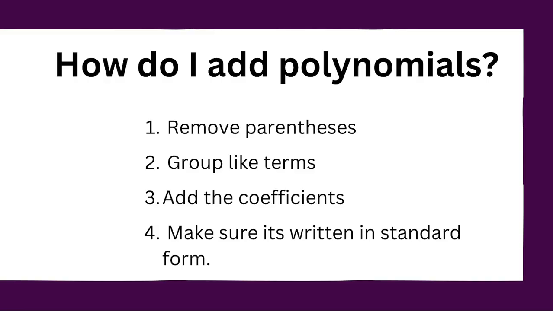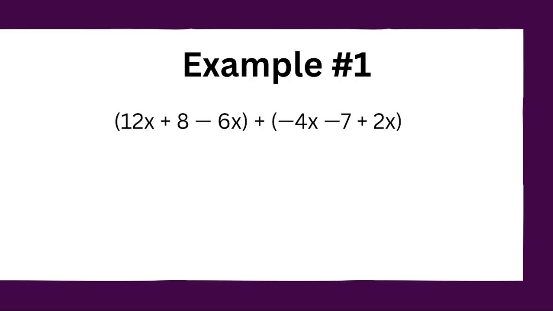Now going on to our example, I have 12x plus 8, minus 6x plus negative 4x minus 7, plus 2x. Remembering my first step, I'm going to want to remove the parentheses. So I'm going to rewrite my equation without the parentheses.